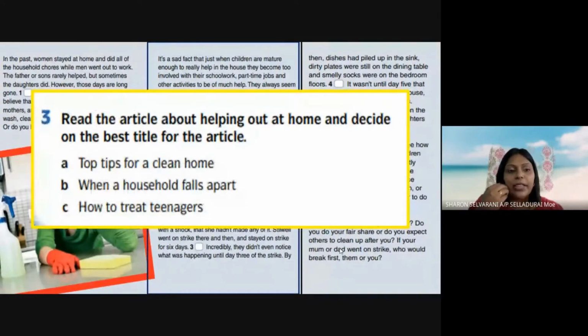Okay, so before that, read the article about helping out at home and decide on the best title for the article. So what do you think can be the best title? A, top tips for a clean home. B, when a household falls apart. And C, how to treat teenagers. Which one do you think will be a suitable title for this article?